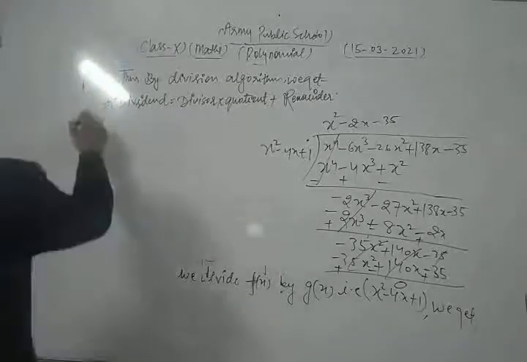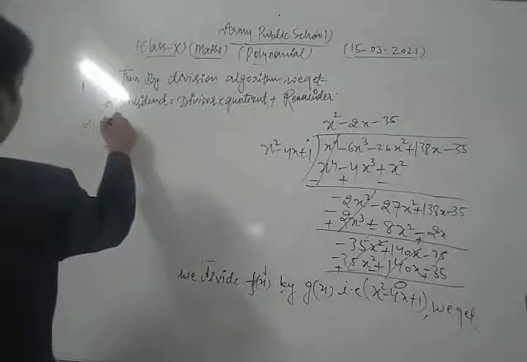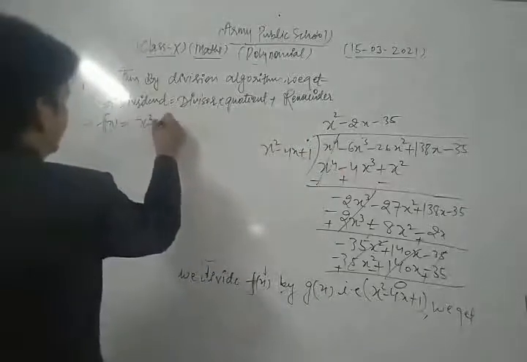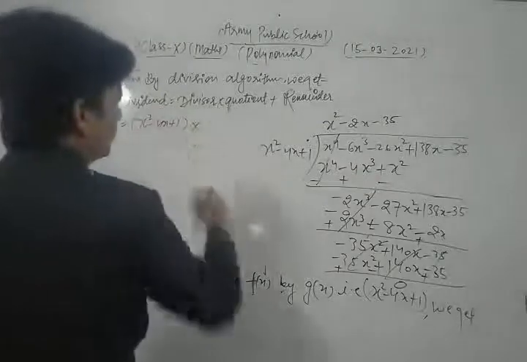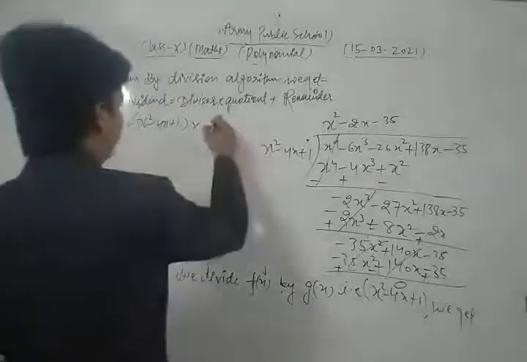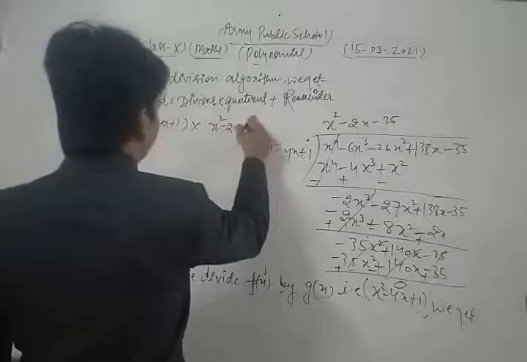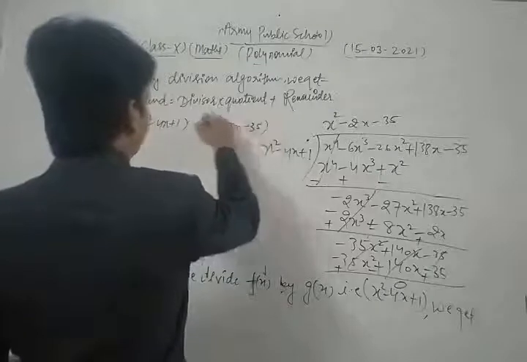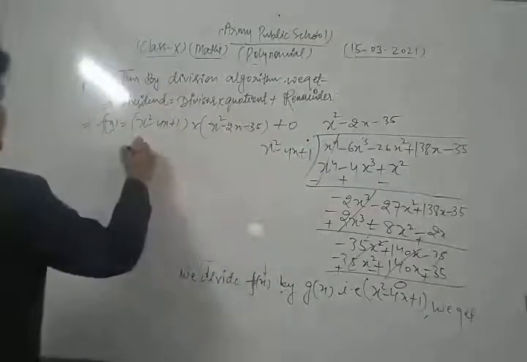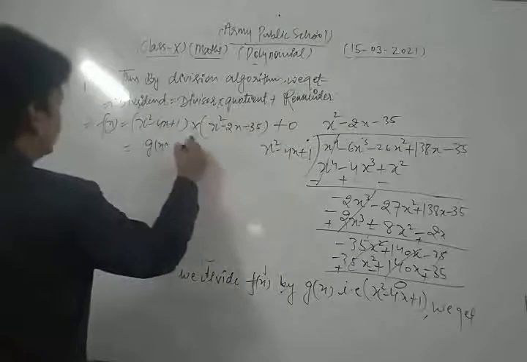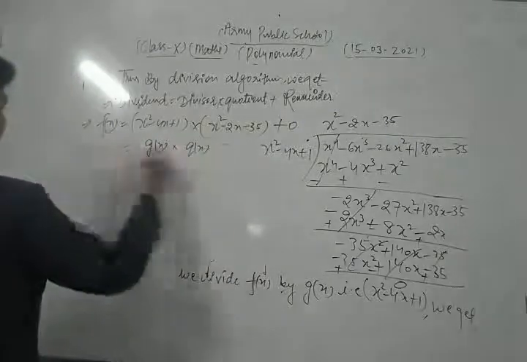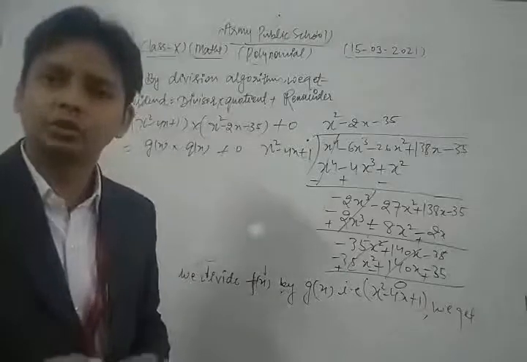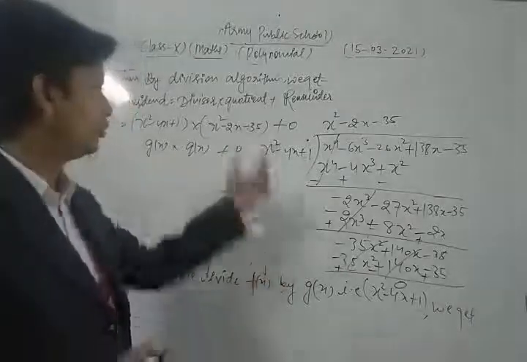So dividend is f of x, which is the given polynomial. It is equal to divisor, x square minus 4x plus 1, into quotient. Quotient is x square minus 2x minus 35, plus remainder 0. This is g of x and this is q of x, and the remainder is 0 now. Now we find the two more zeros.